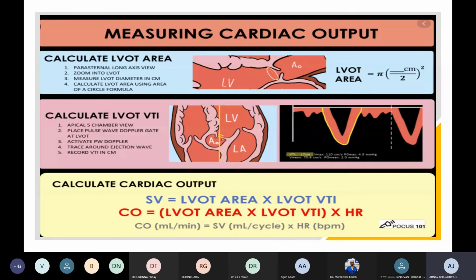And measurement of the cardiac output using these views. First, we have to calculate the LVOT area. That is, LVOT area is equal to pi r squared, as I told. Here we measure the diameter, and diameter divided by 2 gives the radius, then pi r squared. After calculating, you calculate the LVOT velocity time integral by putting the continuous wave Doppler and tracing. The area under the trace gives us the velocity time integral. So stroke volume is LVOT area times LVOT VTI. Cardiac output is the stroke volume multiplied by the heart rate.